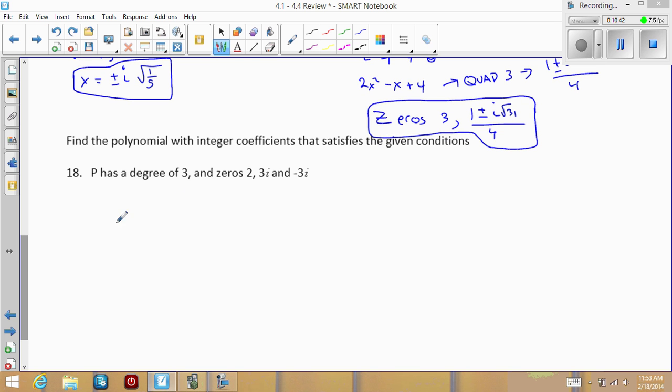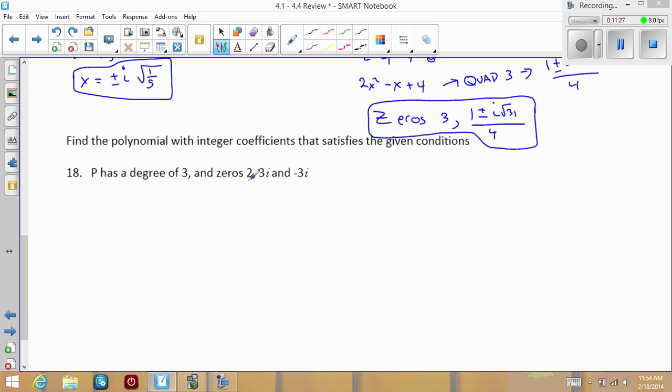And now let's look at number 18. This says, find the polynomial with integer coefficients that satisfies the given conditions. We want a polynomial that has a degree of 3 and zeros of 2, 3i, and negative 3i. So here they gave us both of our complex values here. If they just gave us 3i, I need to remember that negative 3i has to be a part of that because you always have a positive and a negative going along with your complex zeros. So here it was given to us and we didn't have to worry about that.